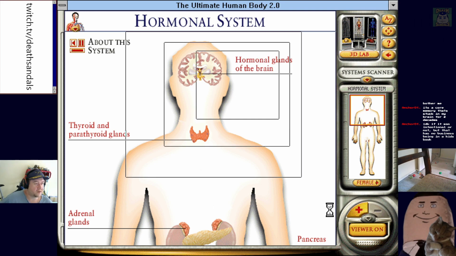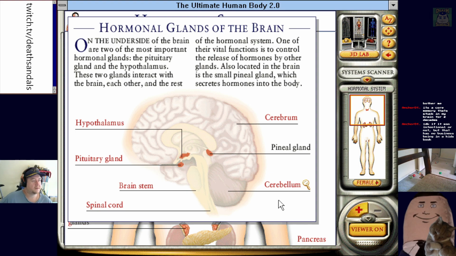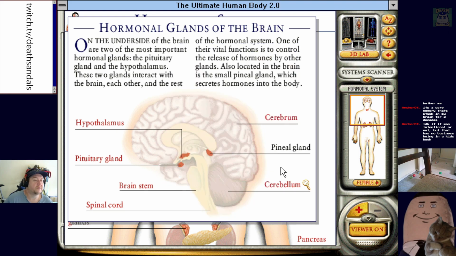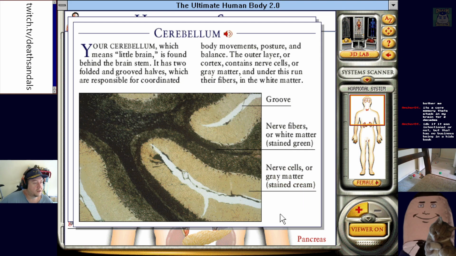Okay, let's learn about hormonal glands. Hormonal glands of the brain. Oh, we can even get a little rundown on cerebrum. Cerebellum? Oh, you get a little zoom in on that, which means little brain. Down behind the brain stem, yep.